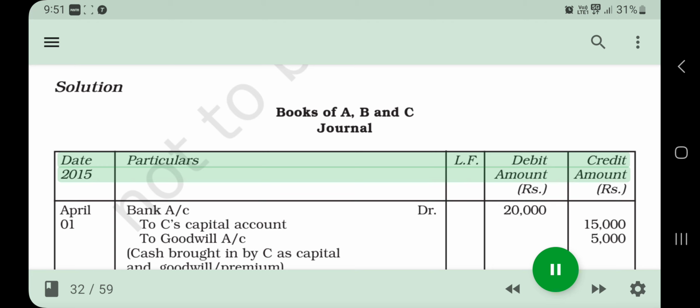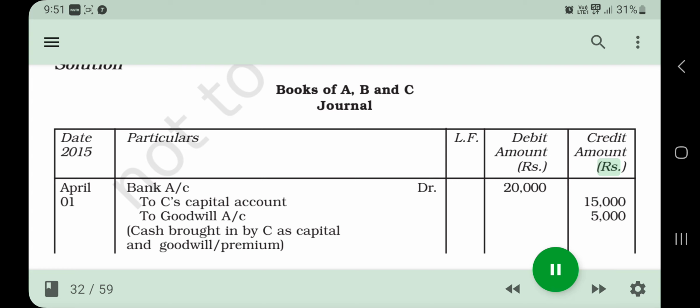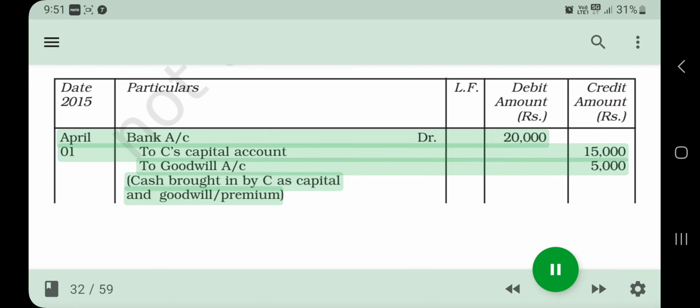Date, particulars, LF, debit, credit, 2015, amount Rs. April 1: Bank A/c Dr. 20,000; to C's Capital A/c 15,000; to Goodwill A/c 5,000. Cash brought in by C as capital and goodwill premium.